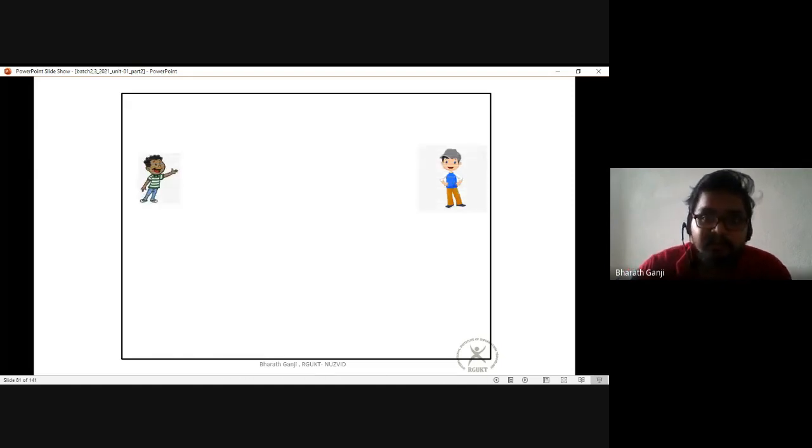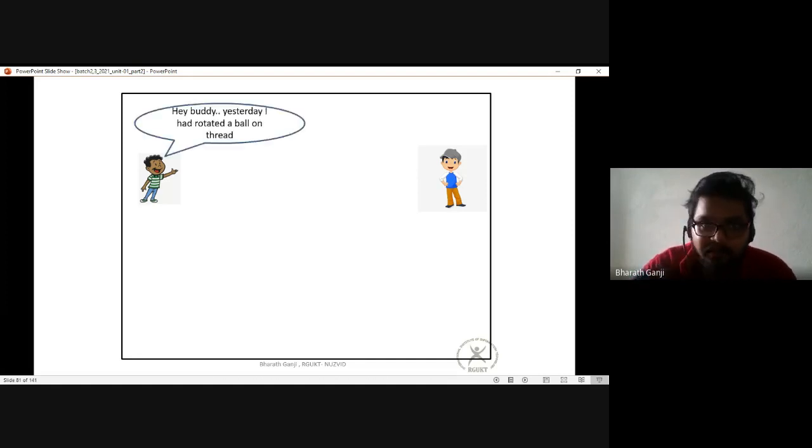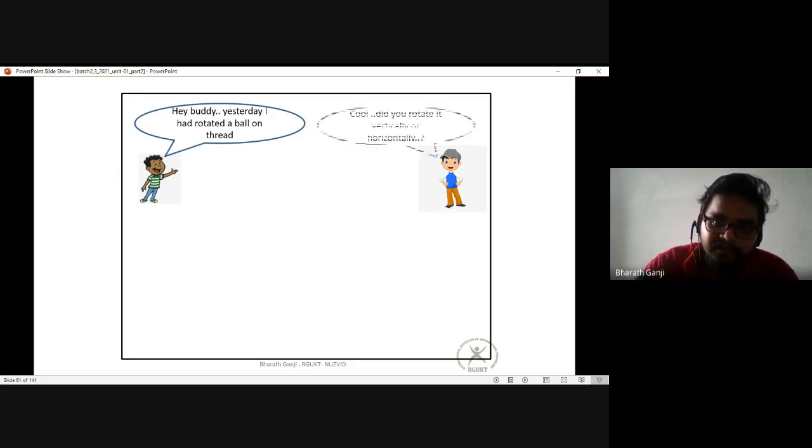Say there are two friends like this, and one of the friends has said, "Hey buddy, yesterday I rotated a ball on a thread." Say, for example, his father has brought him a ball which is hanging on a thread, and what he has done is he has rotated the ball. Means he has basically played with the ball, and his other friend is asking, so cool, you say you have rotated it. So in which direction did you rotate? Did you rotate it horizontally or did you rotate it vertically?